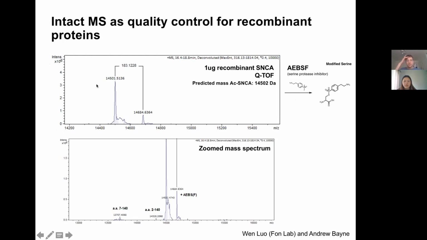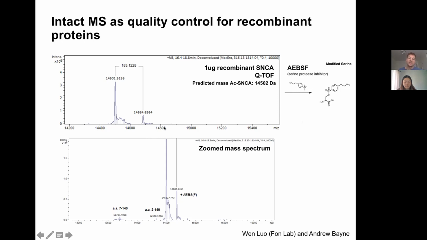And when I ran it on the mass spec, I noticed that the predicted mass for acetylated synuclein was correct, but there was this mystery peak at 183 Daltons that was about 20% of the total product. And I had never seen this mass shift before, but after some Googling, we found out that this was actually a covalently modified protein from a certain kind of protease inhibitor, AEBSF. And so with AEBSF, the fluorine is capable of leaving, and then you're left with AEBS conjugated protein.